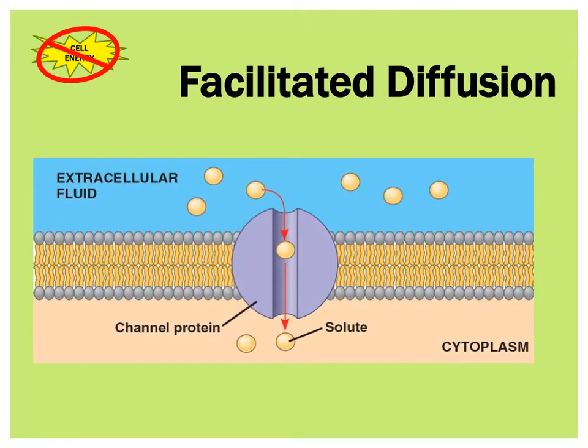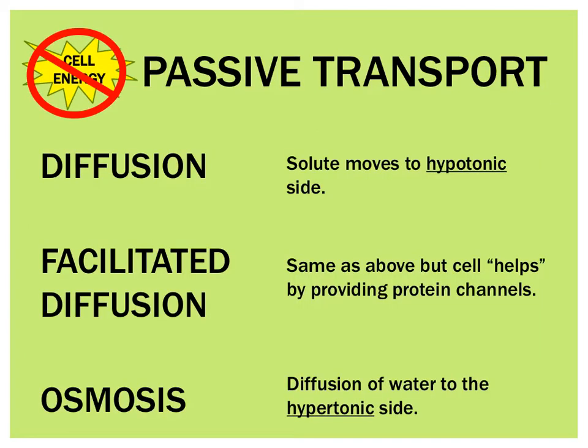This picture shows facilitated diffusion because the solute particles are moving through a protein channel from an area of high concentration to an area of low concentration. Again, the cell is doing no work. In osmosis, the same thing happens, but with water. And remember, water is a solvent. During osmosis, water will move from areas of high concentration of water to areas of lower concentration of water. This is the same thing as saying that water will move via osmosis to the hypertonic side of the membrane.